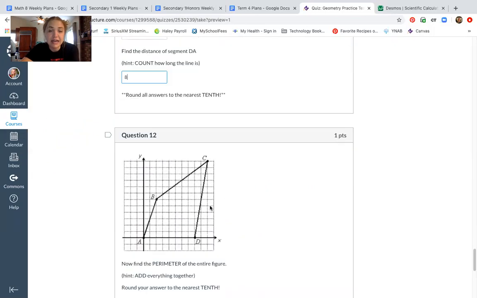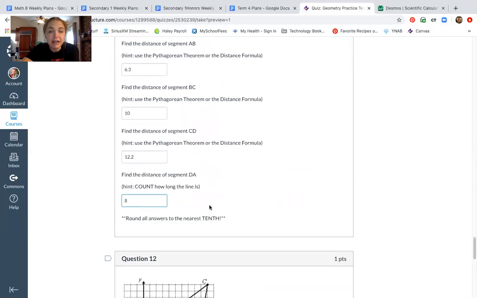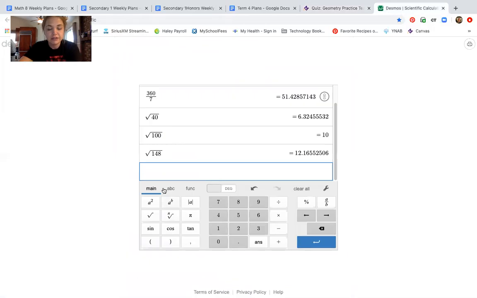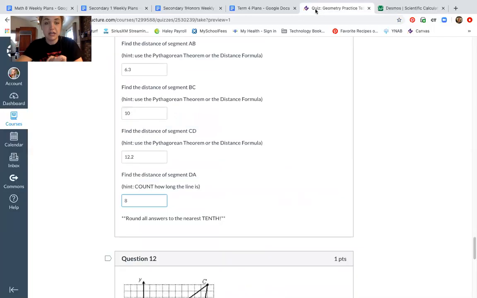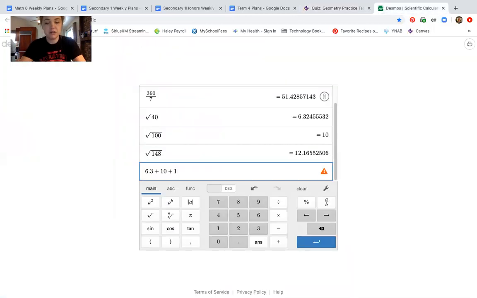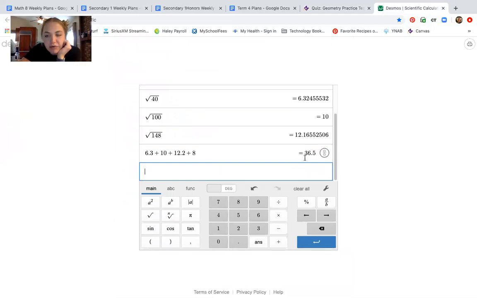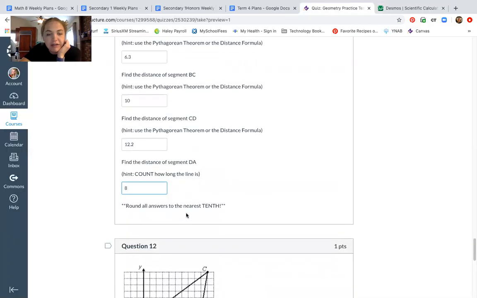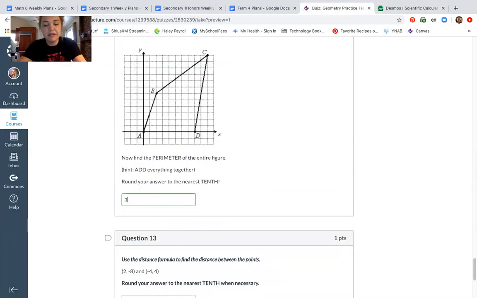Hint, add everything together. So I'm gonna use my calculator, and I've got 6.3 plus 10 plus 12.2 plus 8. So 6.3 plus 10 plus, I already forgot the other ones, 12.2 plus 8. And I get 36.5. So I come back over here for the perimeter, 36.5. And that's my final answer for the perimeter there. That's how long to go around the entire quadrilateral.